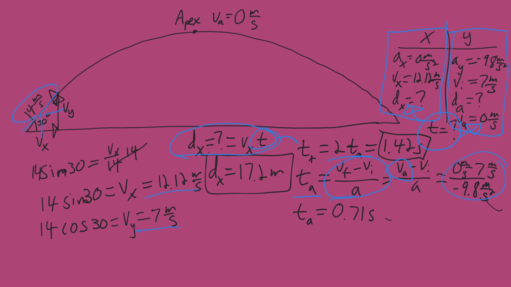We plug in our numbers and we get a time to the apex of 0.71. Then we can take that number, plug it back in here, and we find our total time in the air to be twice that, 1.42. We can now finally plug this back in and get our horizontal distance of 17.2 meters.